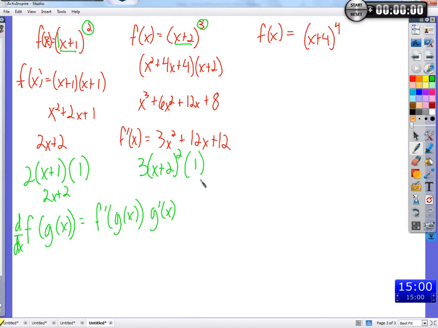See, why can't our work look like this? So it's just 3 times (x plus 2) squared. We could leave it like that. If we were to multiply this out, we get x plus 4x plus 4, or x squared plus 4x plus 4, times 3, which would give us 3x squared plus 12x plus 12. So this is basically just the power rule, kind of?